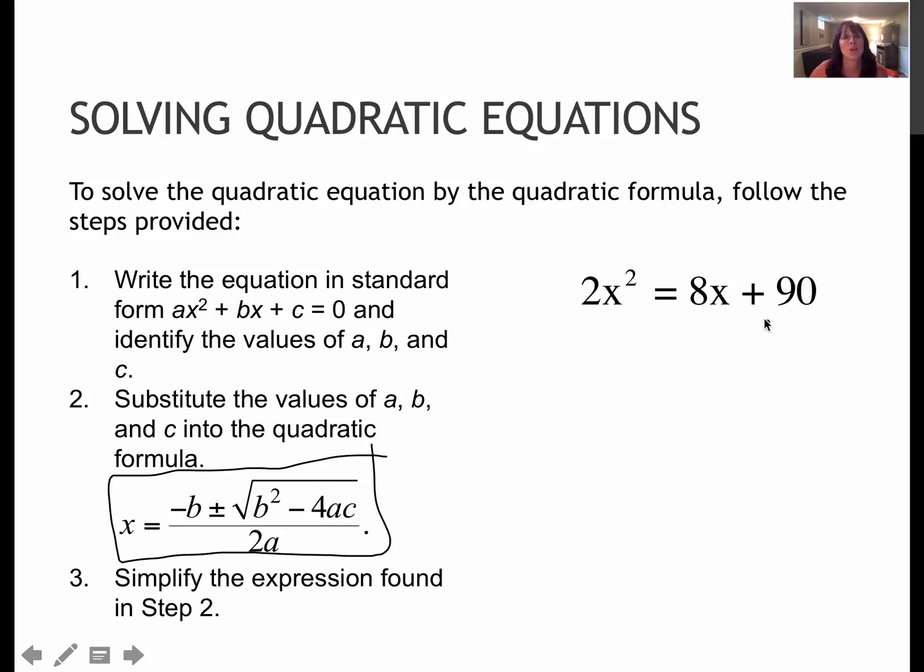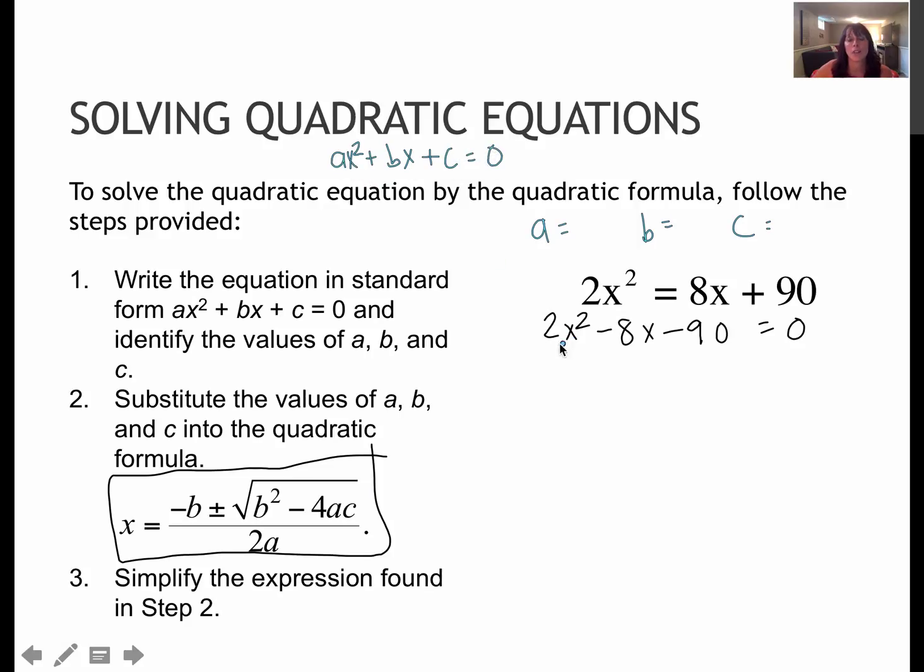For this case, the first thing I'm going to do is, of course, put everything into standard form. So I'm going to move everything to the left side, which would be 2x squared minus 8x minus 90 equals 0. Now, in this case, I might also go ahead and take out a GCF of 2, but let's just do it without that for now, just for practice. I would then write down what my a, b, and c values are. So remember, a, b, and c come from the quadratic equation of ax squared plus bx plus c equals 0.